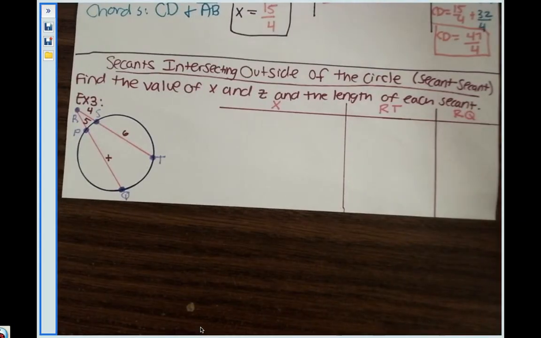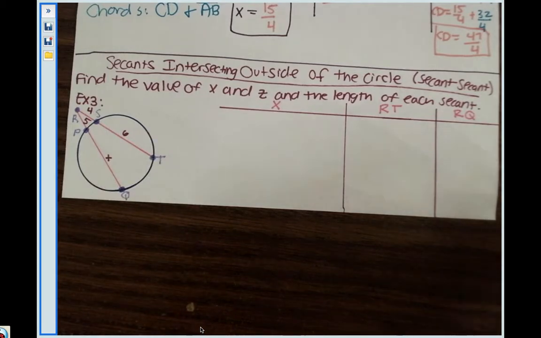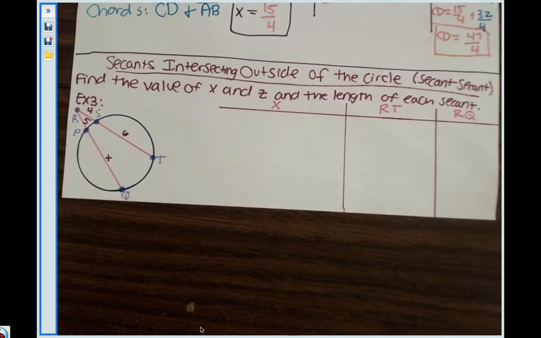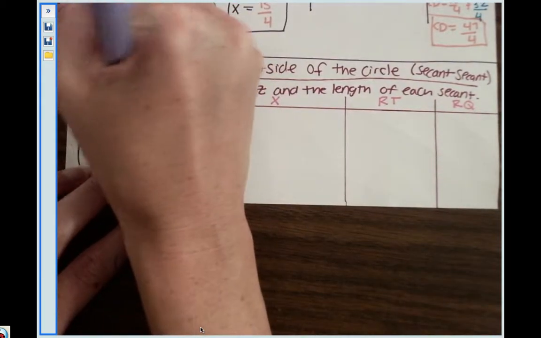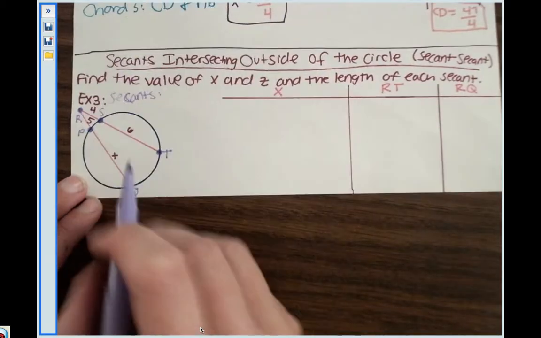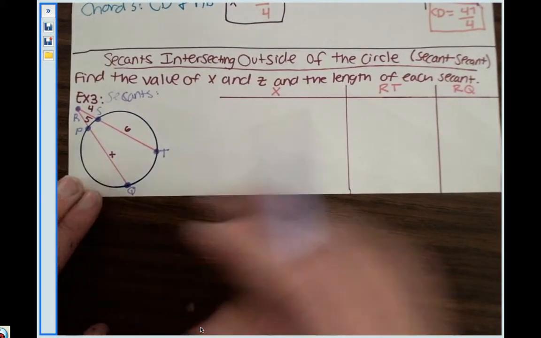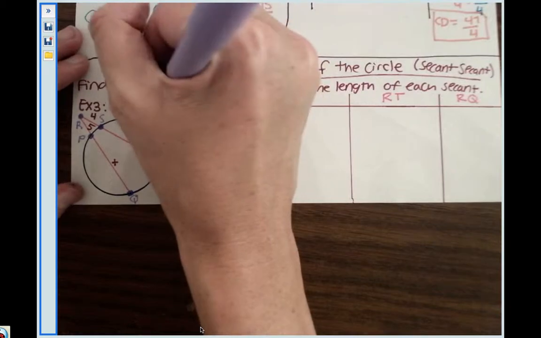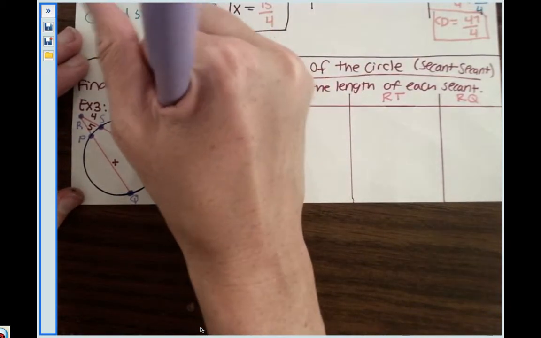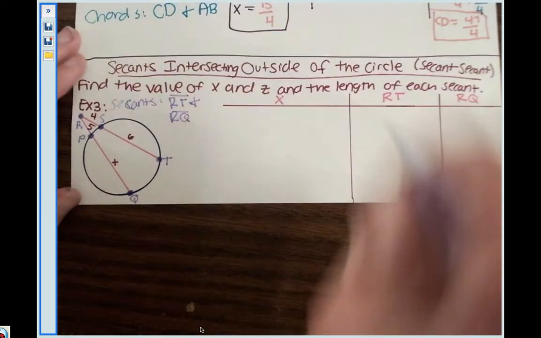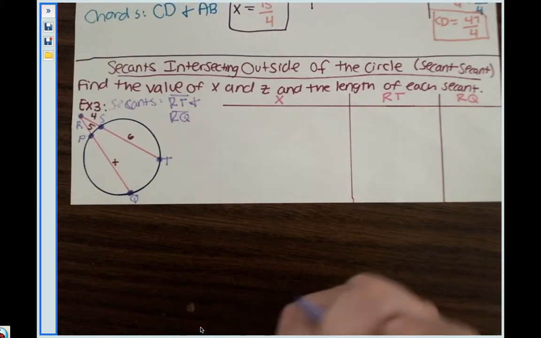So let's get going. Okay, so on this one we got two secants, which I'm going to write down so we can reference that later on. Our two secants are segments RT and RQ. Okay, and now let's set this bad boy up.